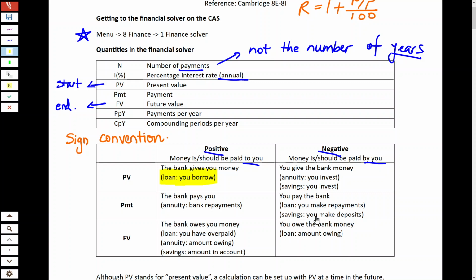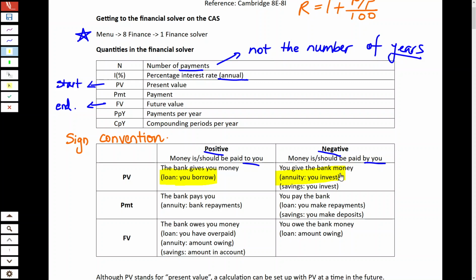What about an annuity? Remember what an annuity is? That's where the bank takes money from us. The bank borrows money from us and they pay us back with interest. So, am I giving money to the bank, or is the bank giving money to me at the beginning of an annuity? We are giving money to them, so we're losing money at the start. So in an annuity, PV is negative.